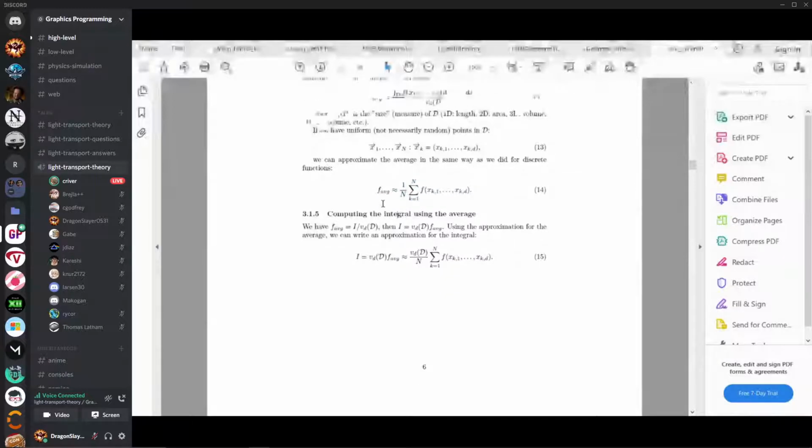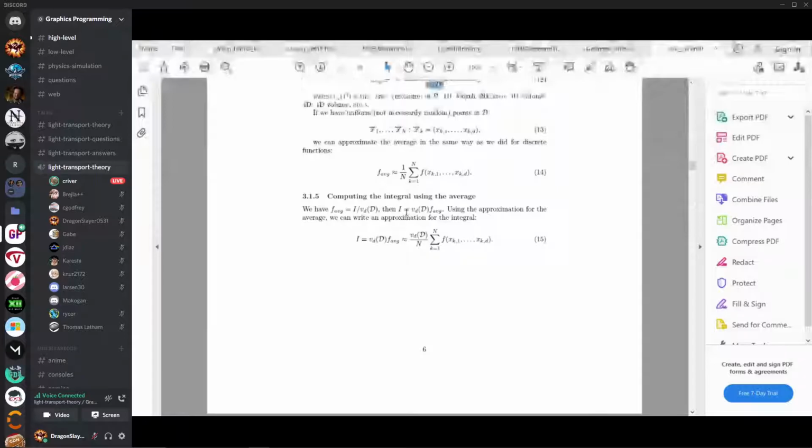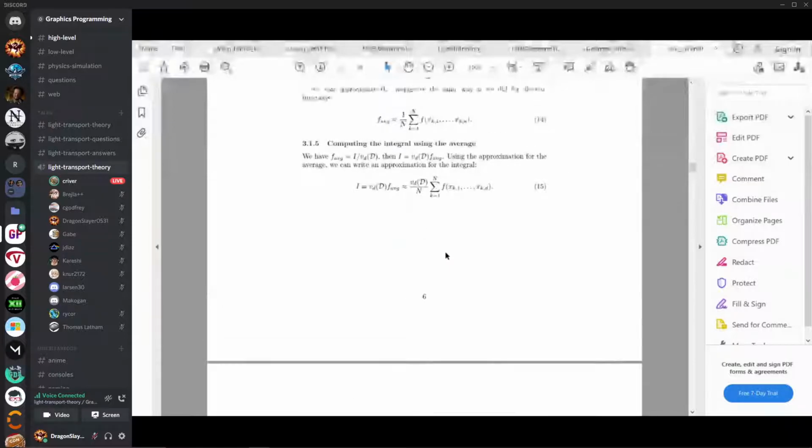Well, why is this useful for computing the integral? Well, because the average is equal to the integral divided by the size of the domain. So if you rewrite this, you can write, okay, the integral is the size of the domain multiplied by the average. And the average we can approximate. So we get an approximation of the integral of this form. Questions on that?